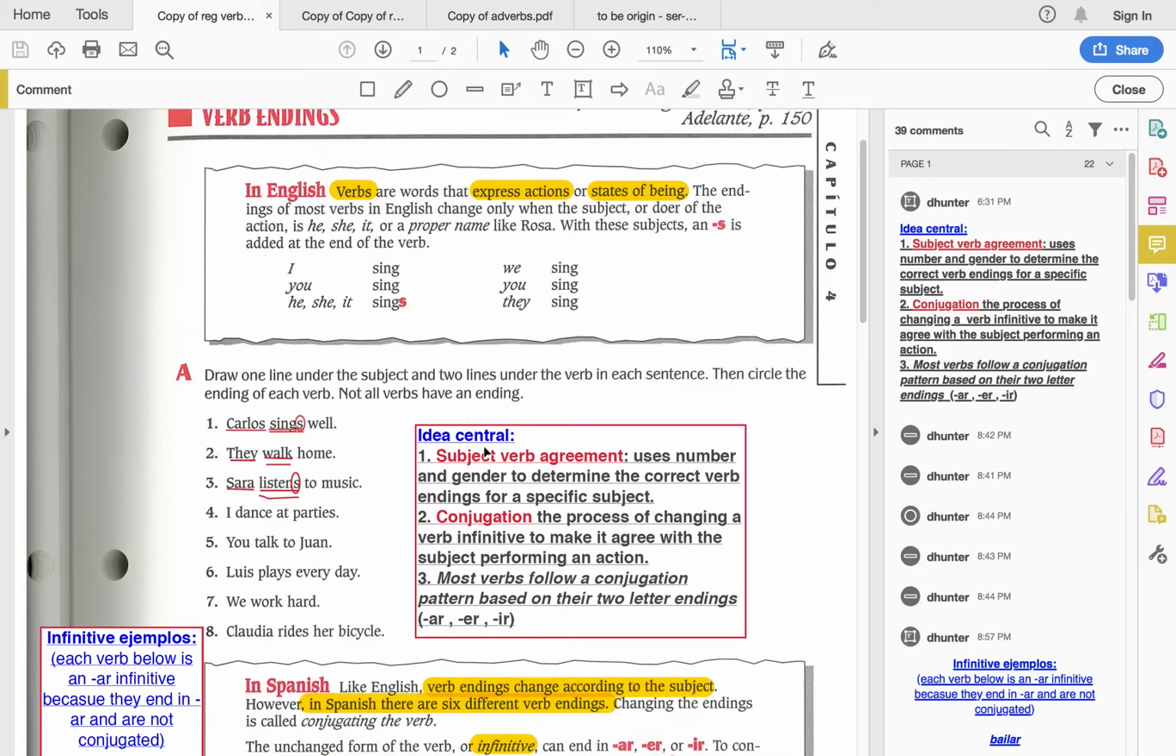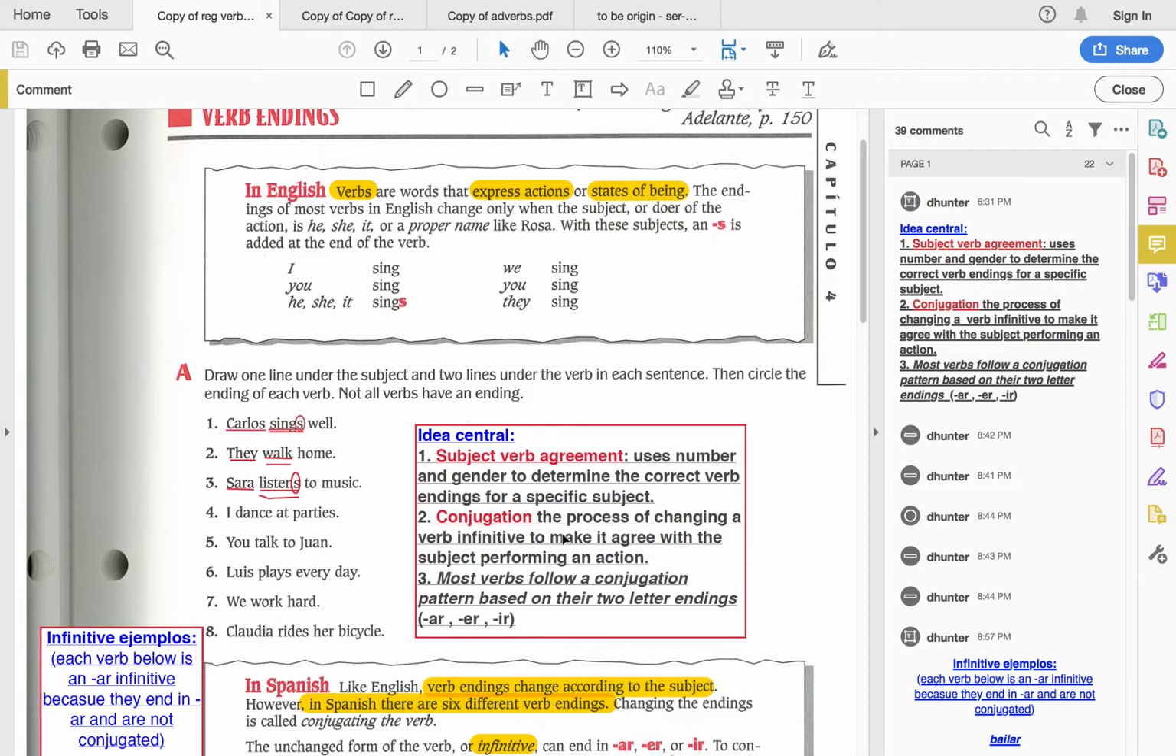The central idea of subject-verb agreement is as follows. One, subject-verb agreement uses number and gender to determine the correct verb endings for a specific subject. Two, conjugation is essential as well. Conjugation is the process of changing the verb infinitive to make it agree with the subject performing the action. And then three, most verbs follow a conjugation pattern based on their two-letter endings, AR, ER, or IR.